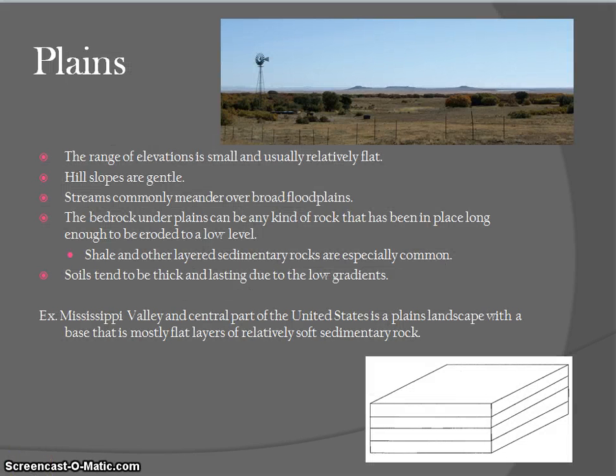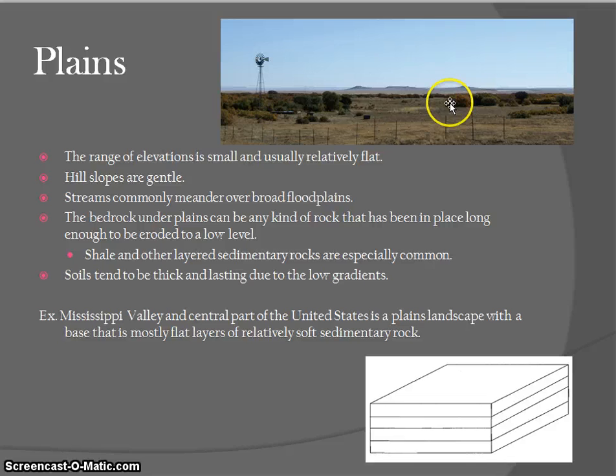So the first one we're going to talk about is plains. Plains are low in elevation, so we're going to be talking about relief a lot. The relief of a land is from the low areas of the land to the high areas in that landscape. Plains have a very low relief, meaning there isn't a huge difference between the lowest and highest elevations. And here's an example of the Great Plains.